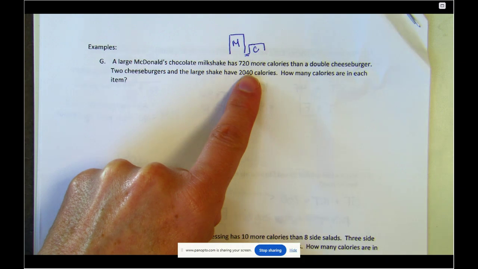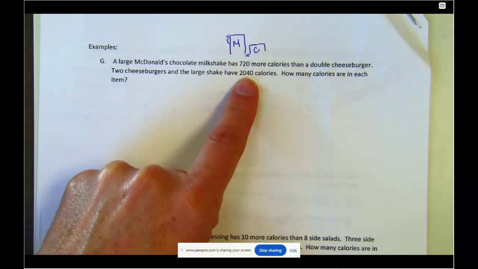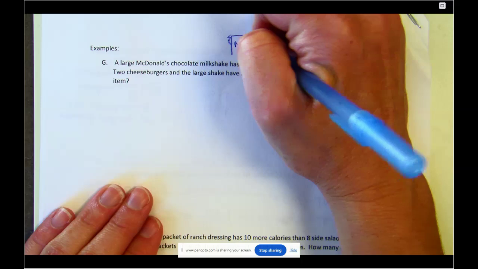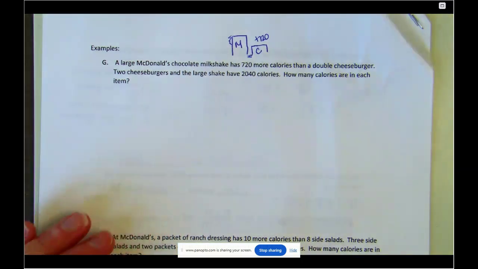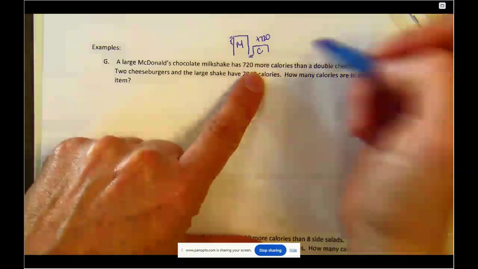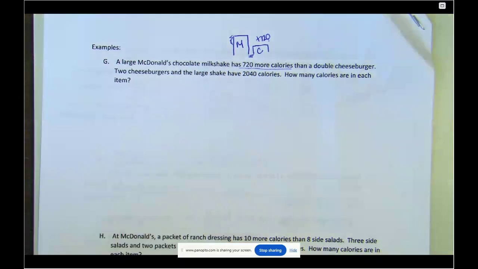Subtract 720 from the milkshake. So I could take off of here minus 720, or I could do what? Or I could add the 720 to this side to make them equal. I tend to add, but if your brain thinks subtract, it's totally fine. It's the same. And I know it's 720 because it tells me this is how much the gap is in calories. The cheeseburger has less, and so we have to bring him up, or else we have to subtract from the milkshake.